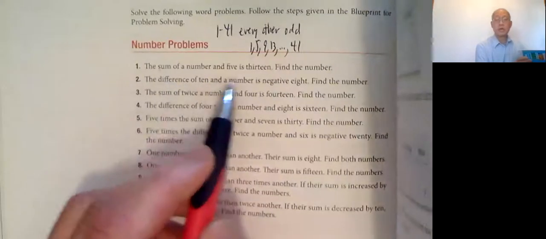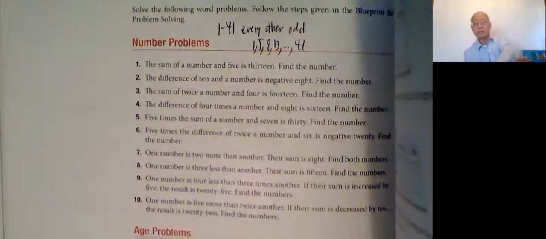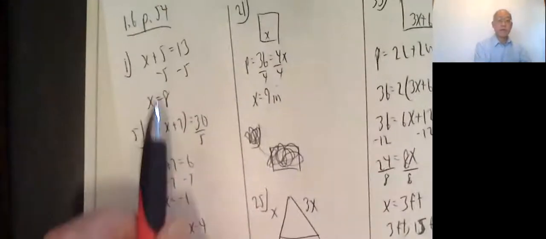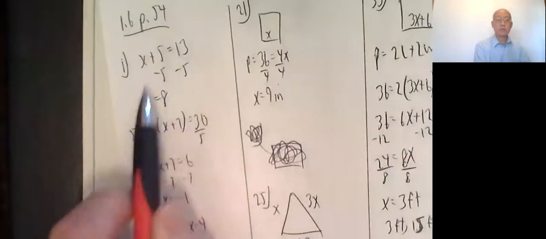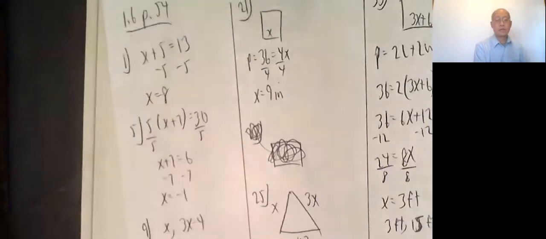Okay, number 1, the sum of a number and 5 is 13. Find the number. So the sum means you're adding them up. So x plus 5 equals 13. Subtract 5, and x is equal to 8. That's all there is to it.